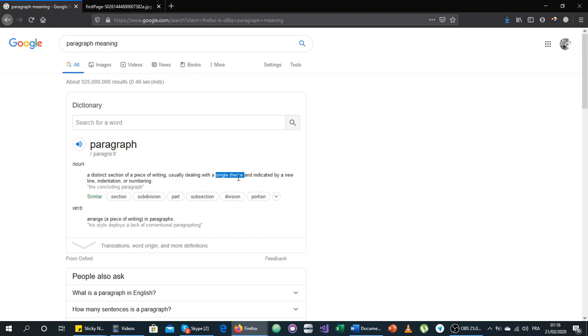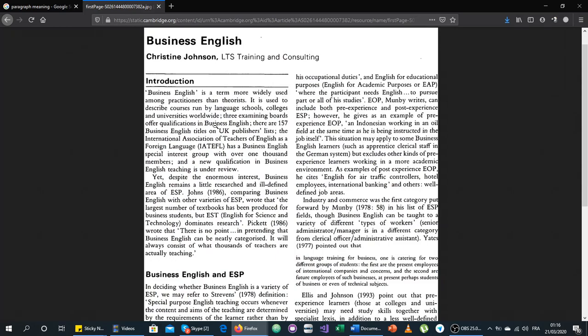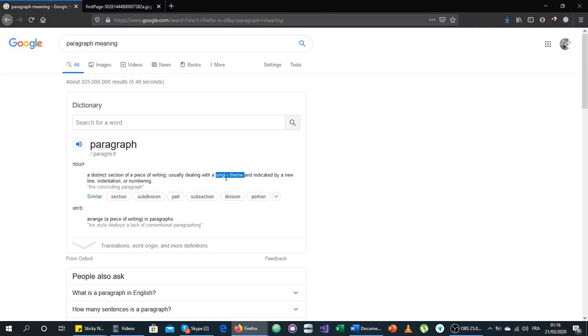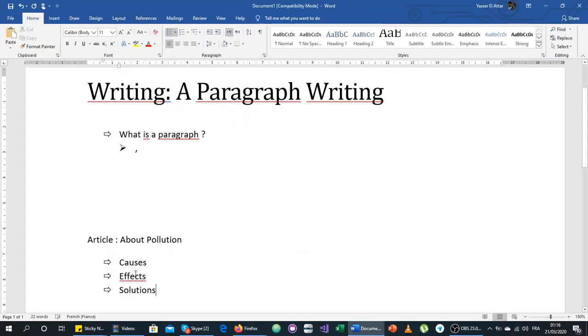usually dealing with a single theme. What do we mean by a single theme? For example, if we are having an article about pollution, this article has different subtopics or different themes, like causes, effects, solutions. So what Google means here by a single theme is one theme of the main topic of the article.